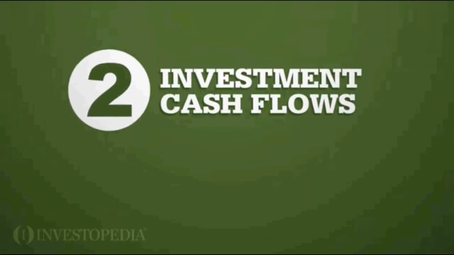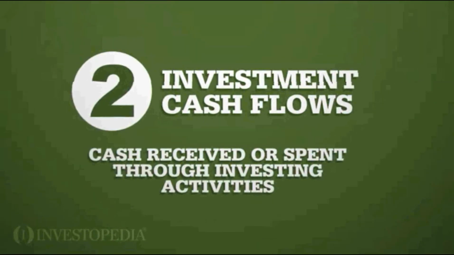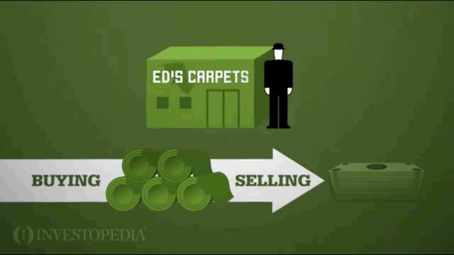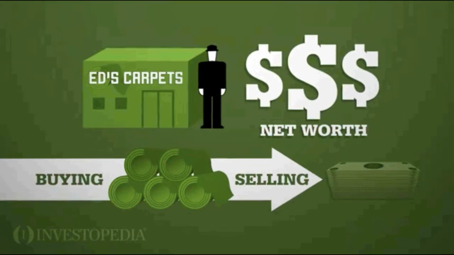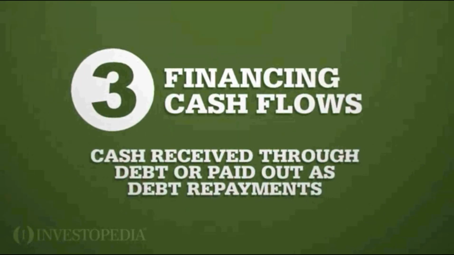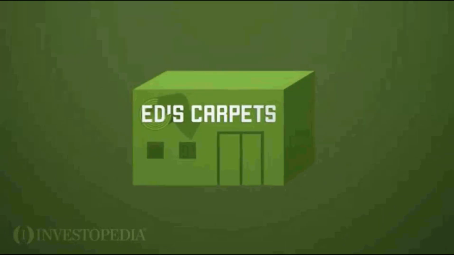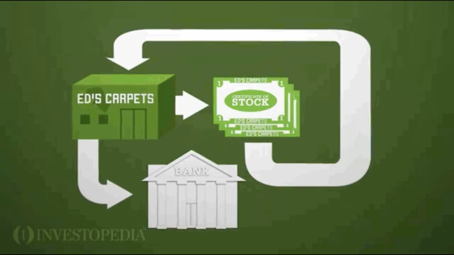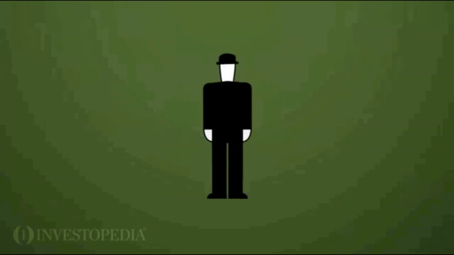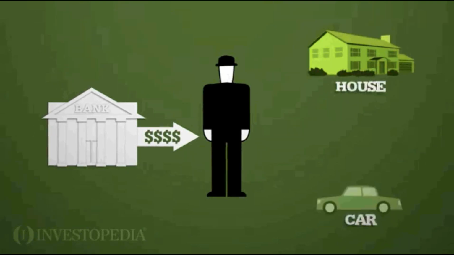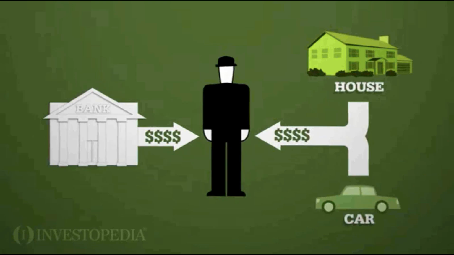2. Investment cash flows refer to cash received or spent through investing activities, basically the purchasing and selling of assets that will help grow the business, or in the case of Ed, assets that will help increase his net worth. 3. Financing cash flows refer to cash received through debt or paid out as debt repayments. For a company, issuing stock, paying down debt, and repurchasing shares would count as part of financing cash flows. For Ed, financing cash flows include any cash coming from loans or other types of debt, as well as payments going to pay down debts.